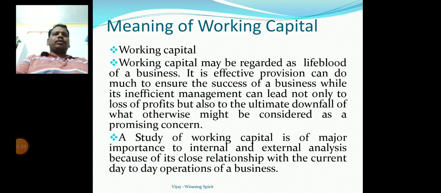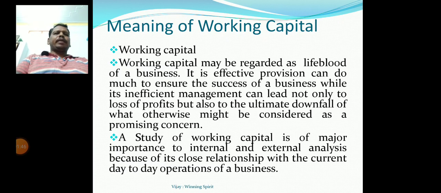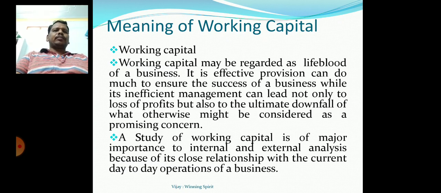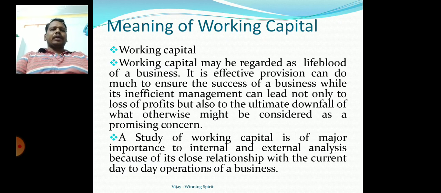Working capital management, the concept of working capital management, its meaning: working capital may be regarded as the lifeblood of a business. Its effective provision can do much to ensure the success of a business, while its inefficient management can lead not only to lost profits but also to the ultimate downfall of what otherwise might be considered a promising concern. Similarly, as the blood of human beings circulates in the body, the working capital also must circulate within the business operations. That's why it's circulating finance of a business concern.